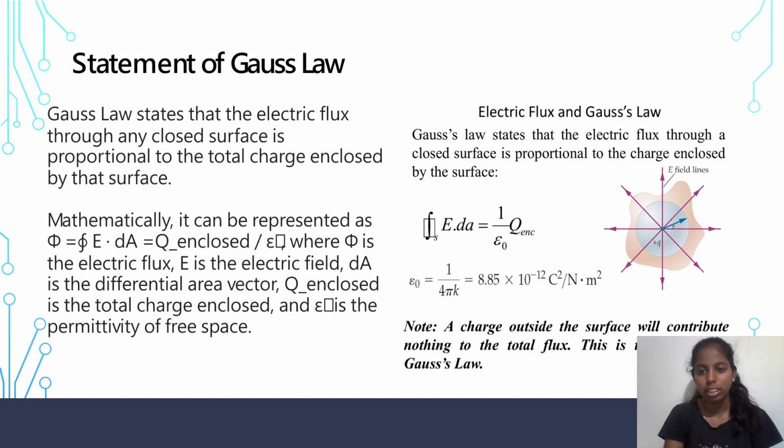Now let's see in this figure we can see electric flux and Gauss law. Gauss law states that the electric flux through a closed surface is proportional to the charge enclosed by the surface. Let's see the formula. Closed integral of E dot dA equals 1 by epsilon naught into Q, the charge enclosed by the surface. Epsilon naught is the permittivity of free space, where epsilon naught is equal to 1 by 4 pi k, and the constant is 8.85 times 10 to the power of minus 12 coulomb square per Newton meter square.